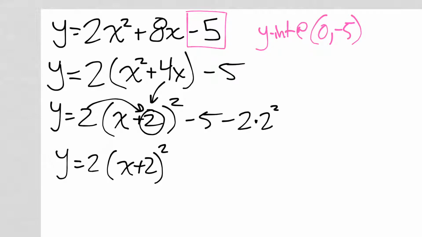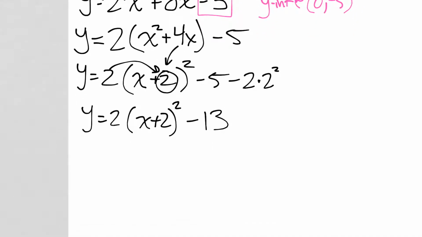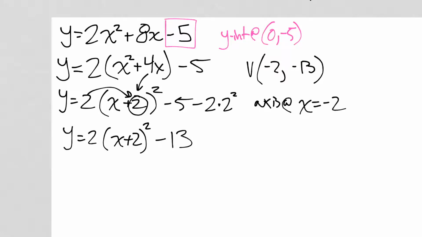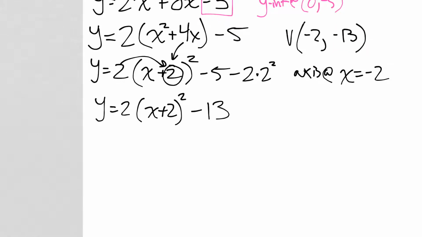2 squared is 4. 4 times 2 is 8, so I have -5 minus 8 gives me -13, simplifying that last bit there. So what have I found? I've found my vertex at the coordinates (-2, -13). I found my axis of symmetry at x equals -2. So let's find our x-intercepts.